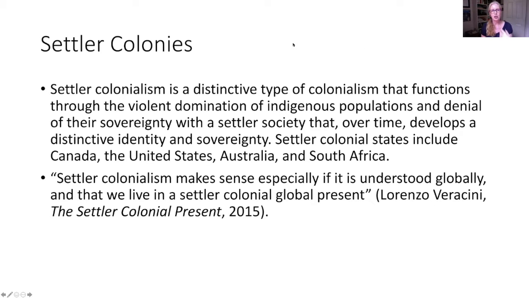there are different terms for this: one is settler societies, another is settler colonies. I thought I would frame the conversation this way: settler colonialism and the societies that arise from it is a distinctive type of colonialism that functions through the violent domination of indigenous populations and the denial of their sovereignty, with a settler society that over time developed a distinctive identity and sovereignty. Settler colonial states would include Canada, the United States, Australia, and South Africa.